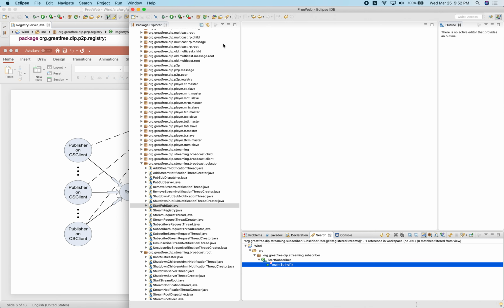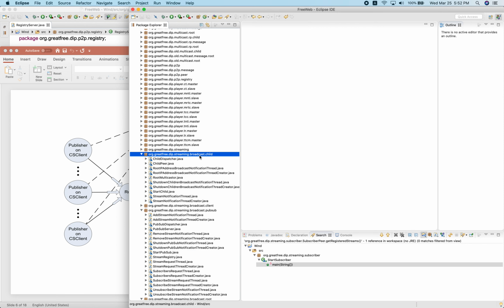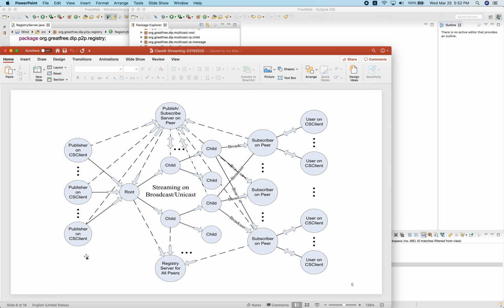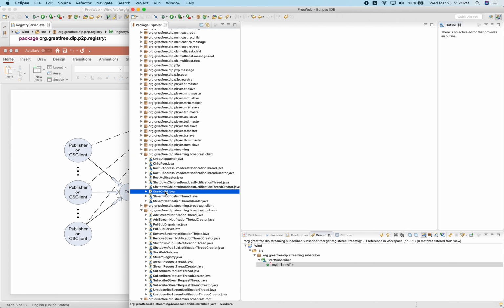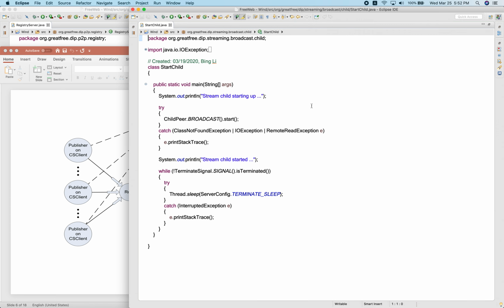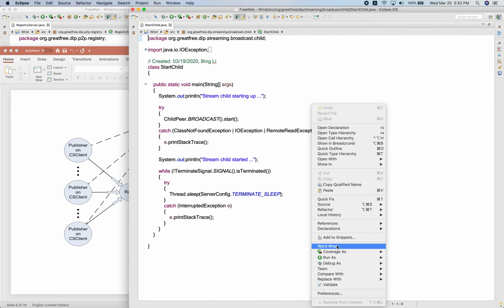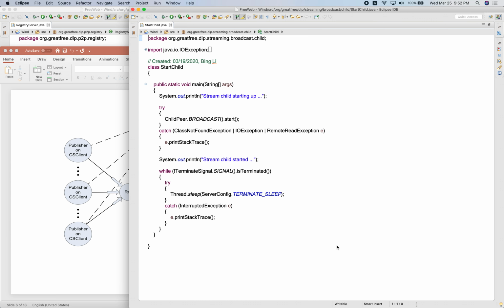Now I think it's necessary for us to talk about the child. The child is also important, right? This is the child here. This child is a little bit different from what we talked about in the previous class. In the previous class, we talked about the multicasting framework, where the child only needs to receive data.